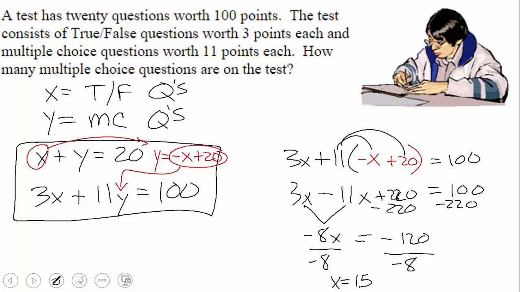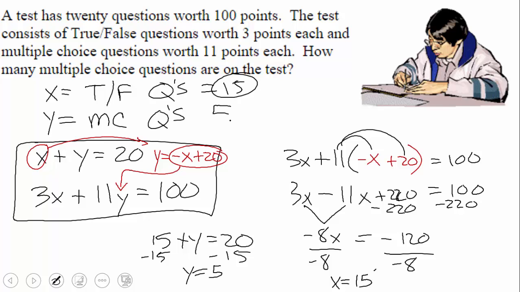Well, x tells us how many true-false questions we have. So that's 15. But that doesn't answer the question for us. The question said, how many multiple choice questions are there? Well, the easiest one to substitute that into would be the first one, because we know 15 plus y is 20 questions on the test. We subtract 15 from both sides, y equals 5. So that means there are 5 multiple choice questions on the test.